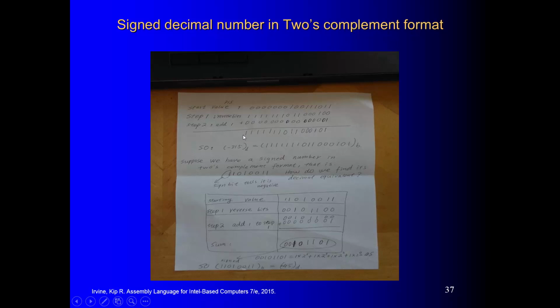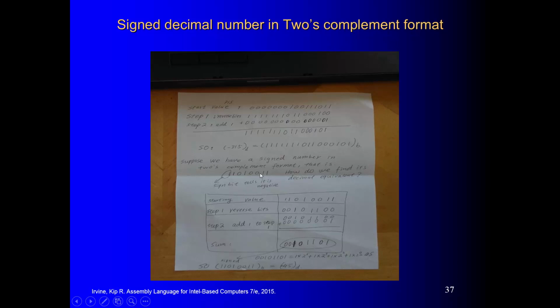This is negative because my most significant digit is 1. 1 means negative. So this is my answer. Negative 315 in decimal equals this in binary in 2's complement format. If you check YouTube videos I post in the learning resource folder, you will find some that are talking about the one's complement format for negative numbers. Anyway, we follow their book. This is the book way to have negative numbers in binary.